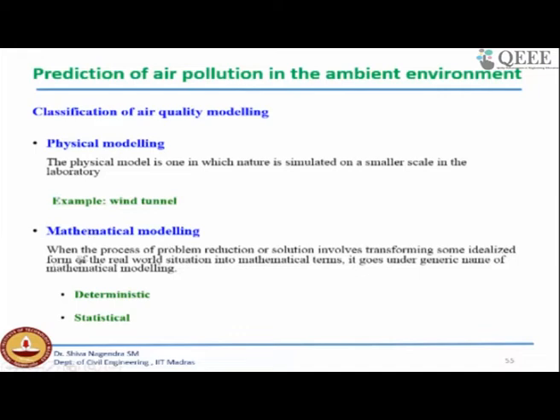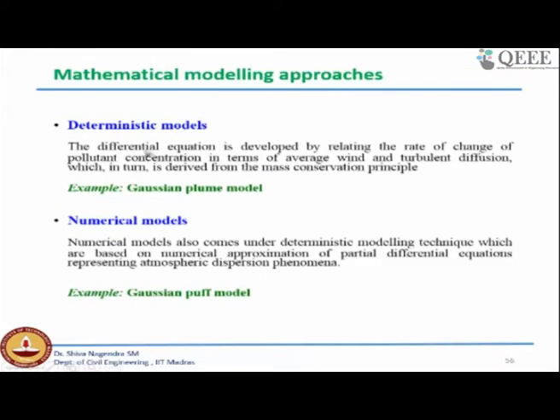Next is mathematical modeling. Here the problem is trying to understand how the pollutant changes its concentration from one time to another, captured through various mathematical expressions. So you can use either a deterministic model or a statistical model. A deterministic model is basically a differential equation, developed by relating the rate of change of pollutant concentration in terms of average wind and turbulent diffusion, which in turn is derived from the mass conservation principle. One example is the Gaussian plume model.